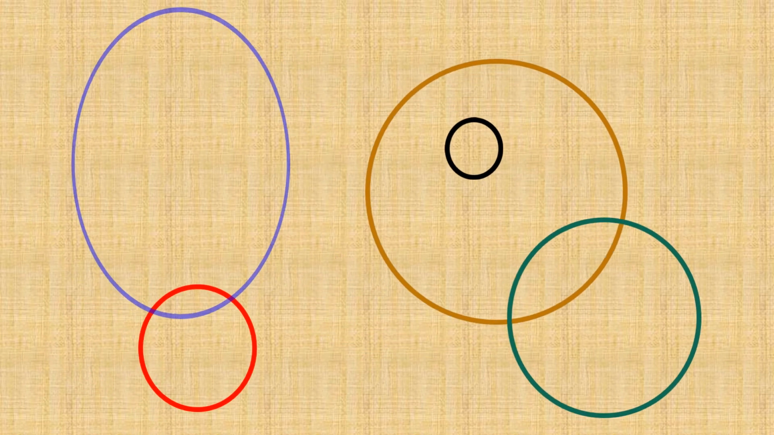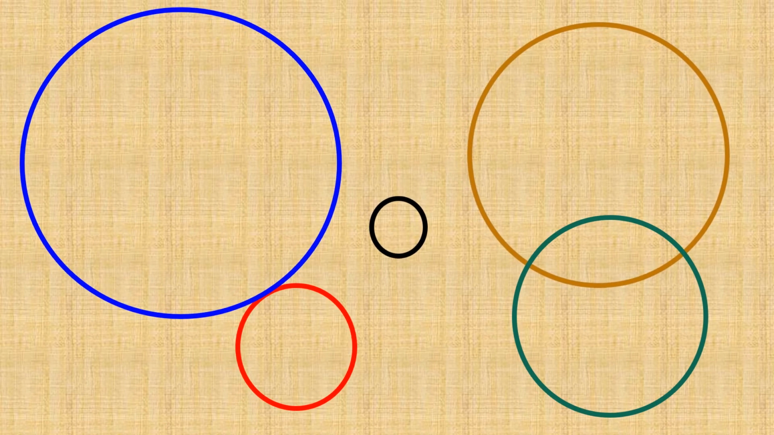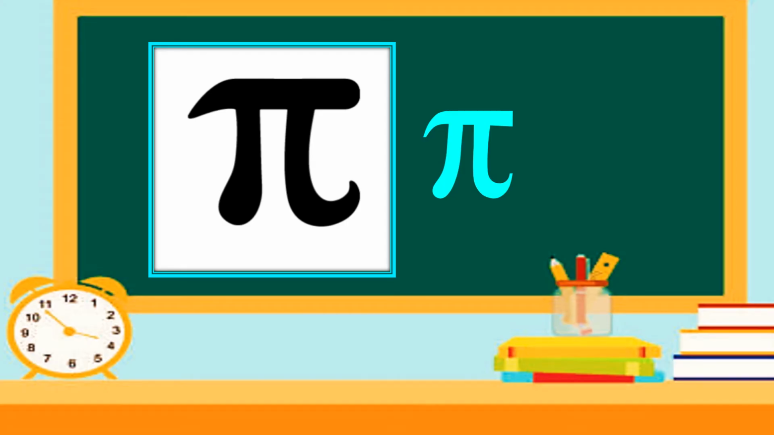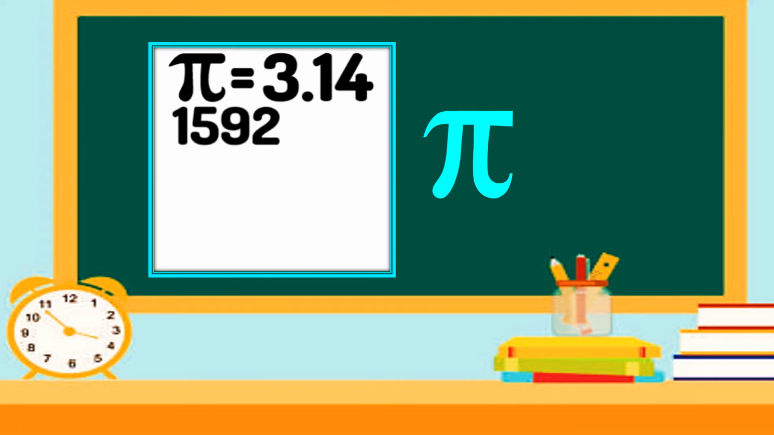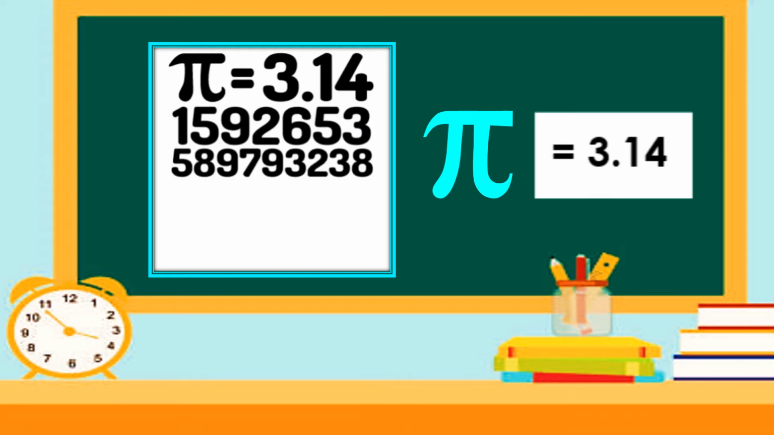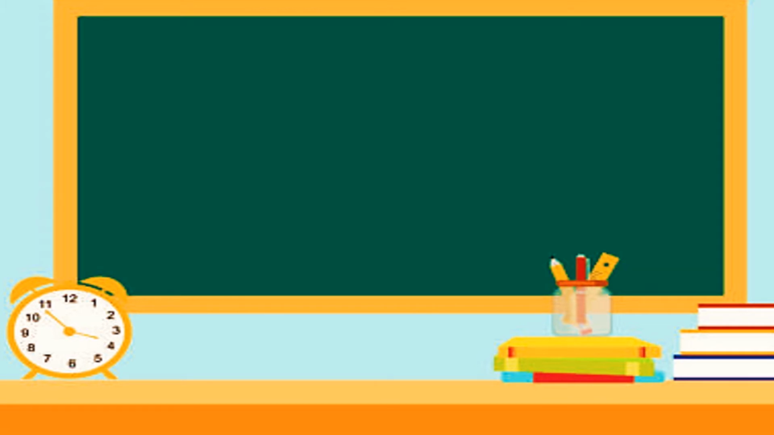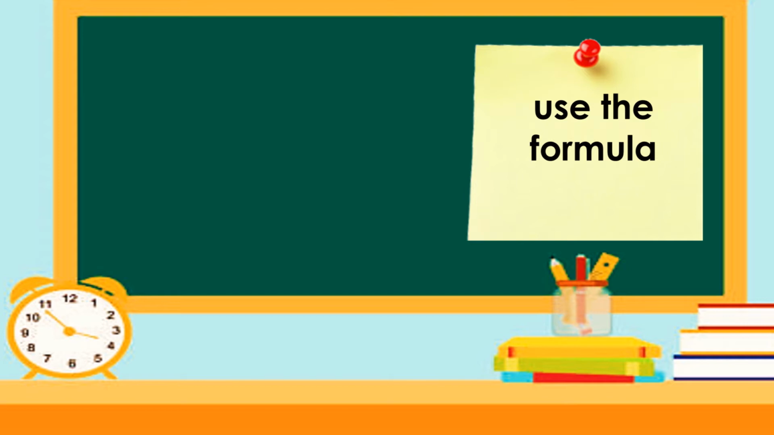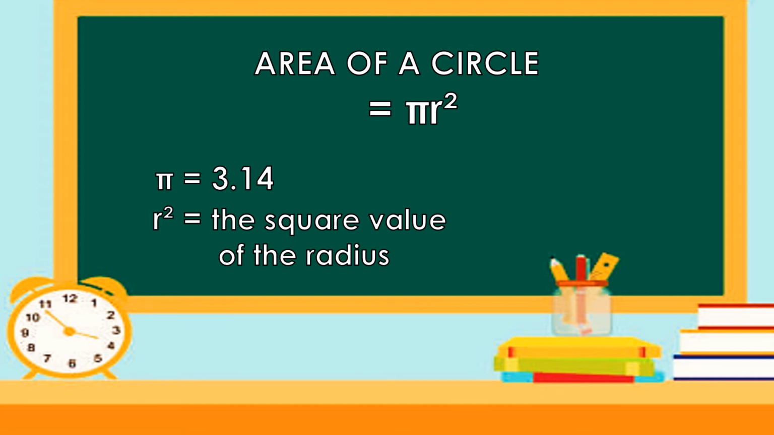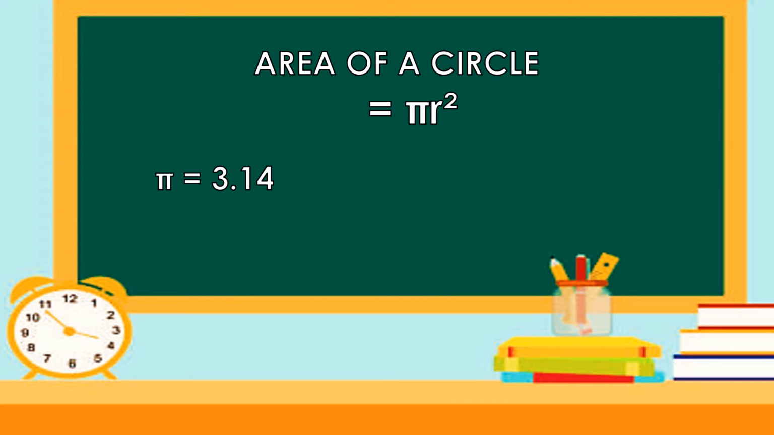Pi value is often expressed in its rounded form, or else you won't be blown away by the lengthy expression. Just take the 3.14 value. And lastly, use the formula. The formula is area of a circle equals pi r squared, where pi is equal to 3.14. R squared is the square value of the radius.